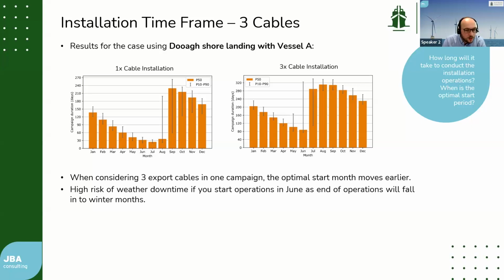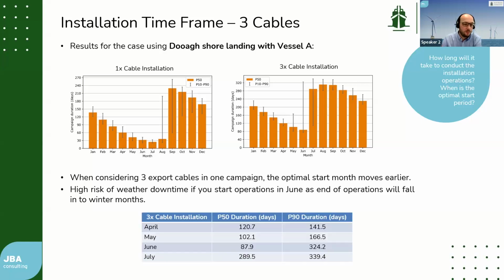However, what we can also see is that when we look at June in particular, our P50 duration, which is likely from a T&I perspective to be the cheapest one from the P50, also gives us an incredibly high P90 duration. So effectively, we could see that installing our 3 cables in succession in June would be our P50, our cheapest option, but also a highly risky strategy.